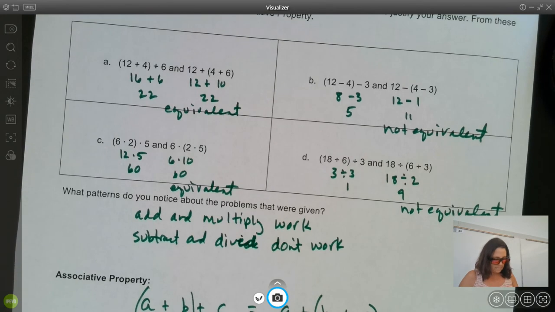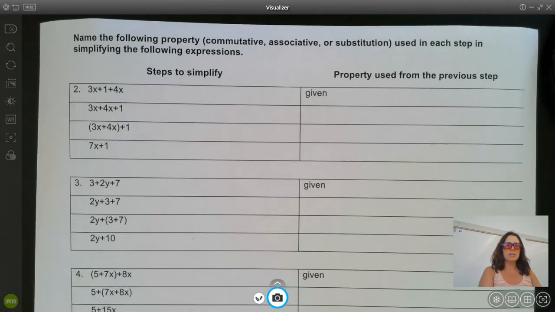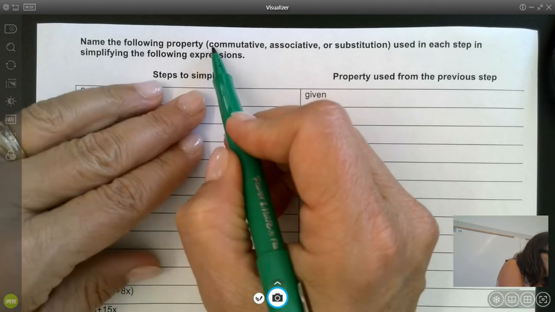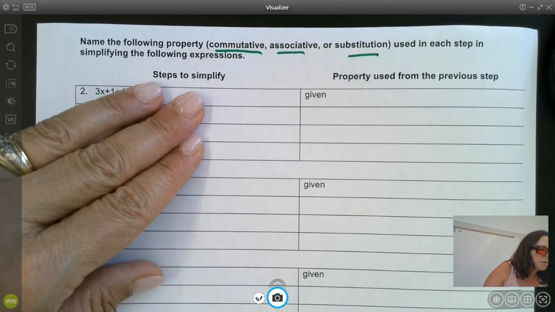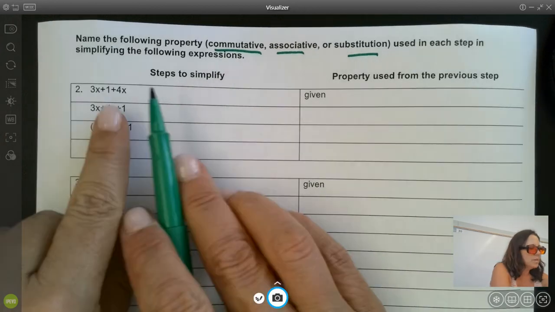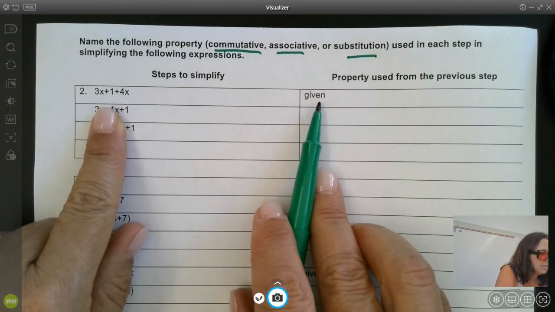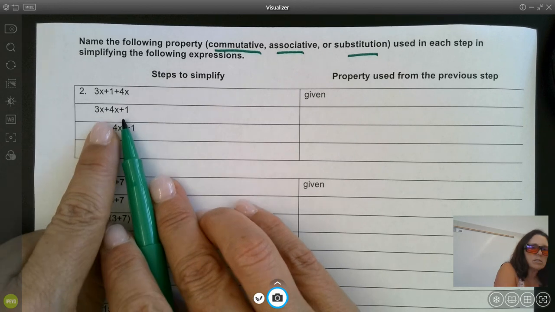Okay, we're going to get into some proofs. Okay, and these are challenging for kids. These are a little challenging every year for kids. All right, so name the following property: commutative, associative, or substitution, used in each step in simplifying the following expressions. All right, so this expression right here is given. What happens from this expression to this expression?